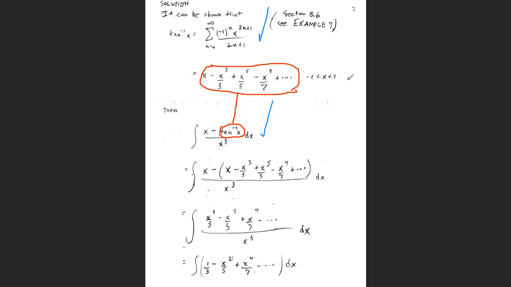And in this case, it'll be easiest to put in for the arctangent of x the actual power series written out in this form. Okay, are we okay with everything so far?